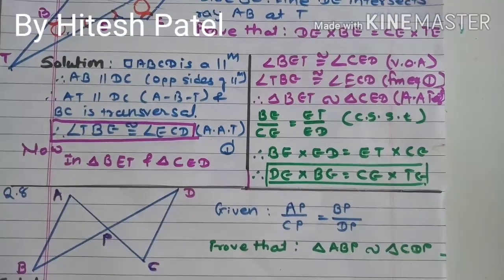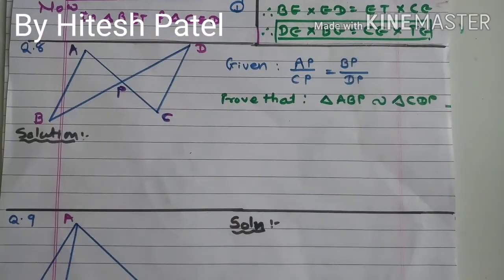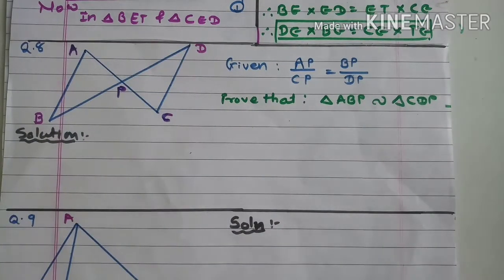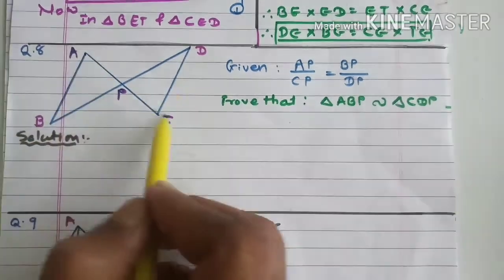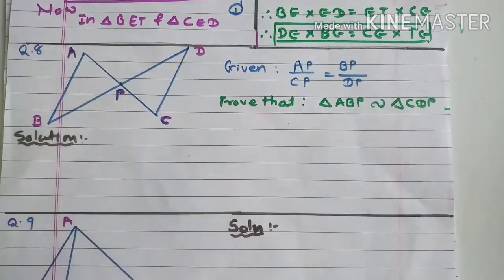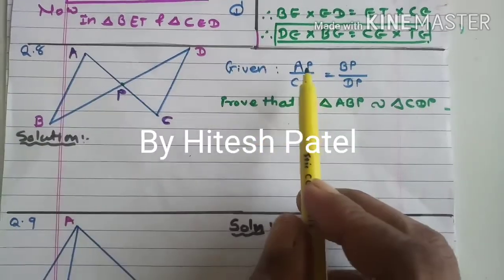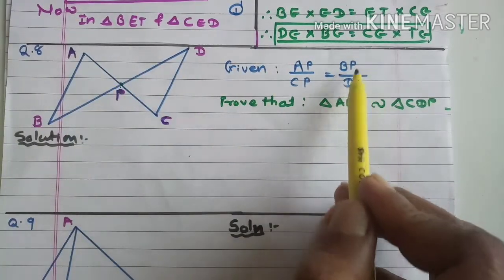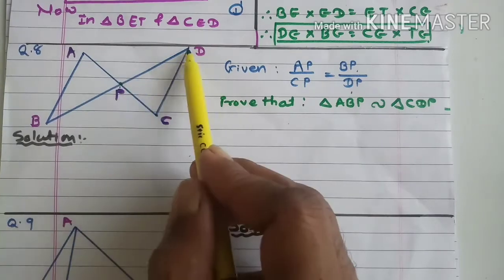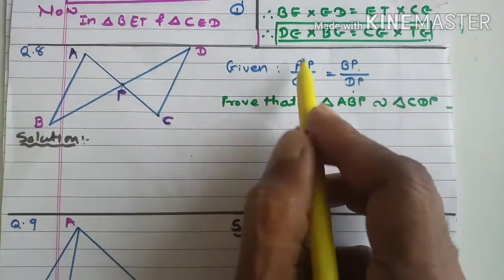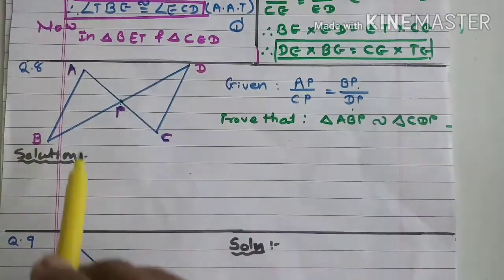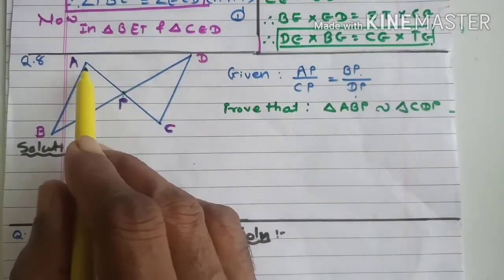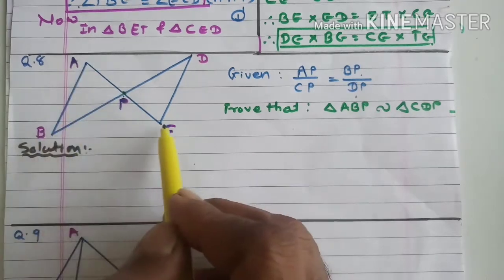Now read question number 8. What they have given is that in the figure, segments AC and BD intersect each other at point P. So this is the point of intersection P, and given is AP upon CP is equal to BP upon DP. With the help of these 4 segments, like in question number 7, which triangles are formed? The triangles are APB and CPD.